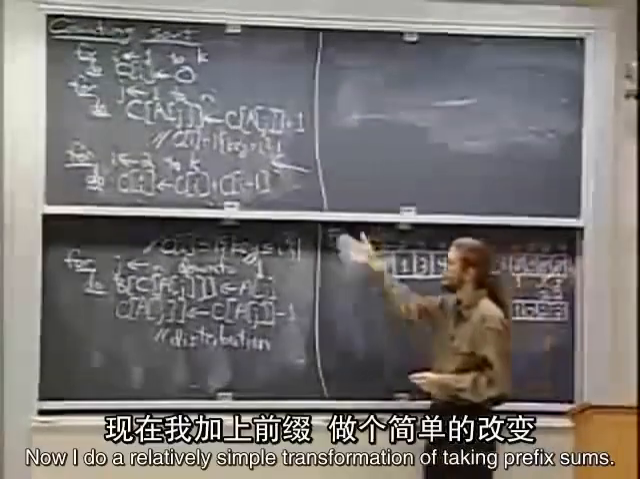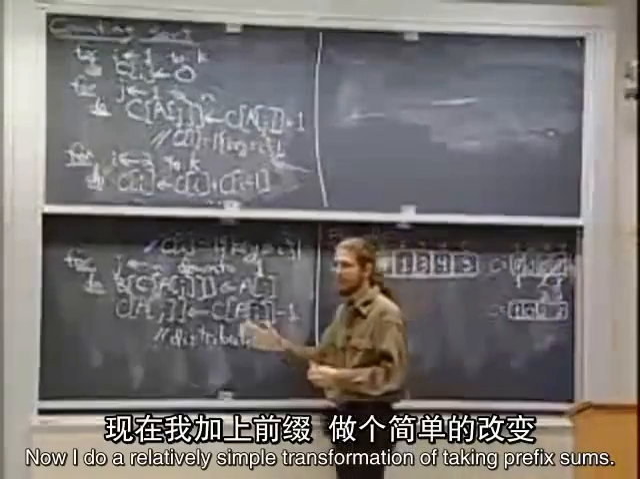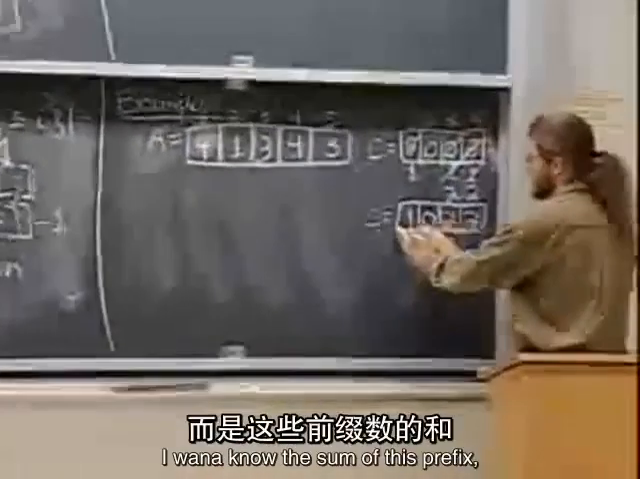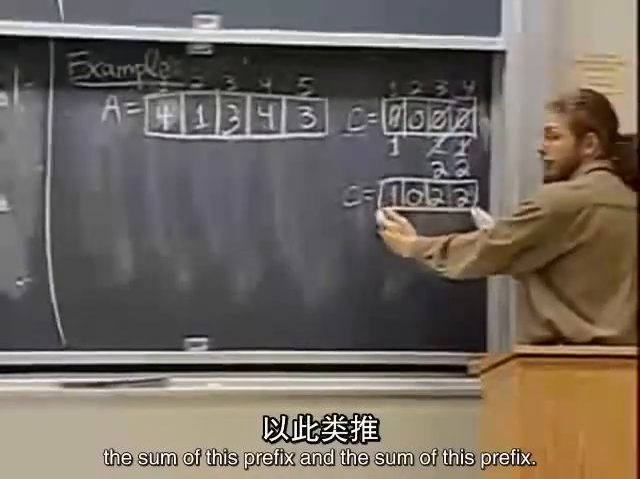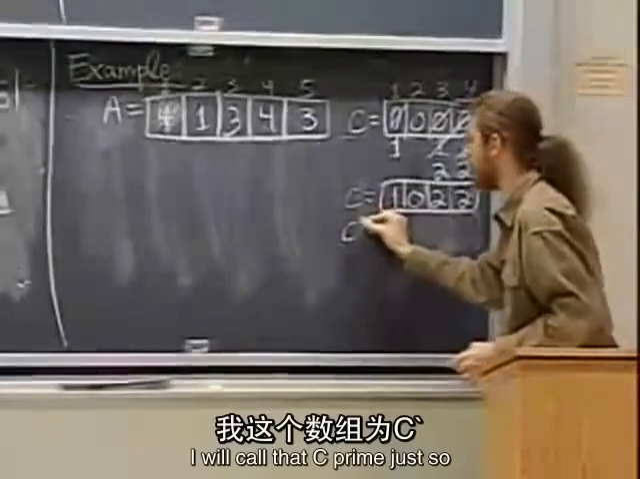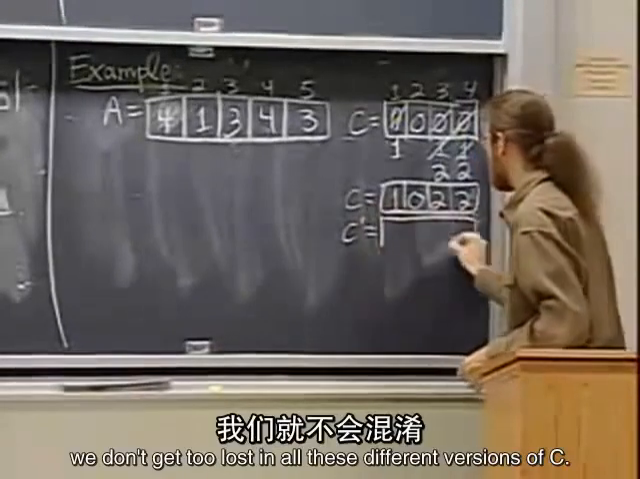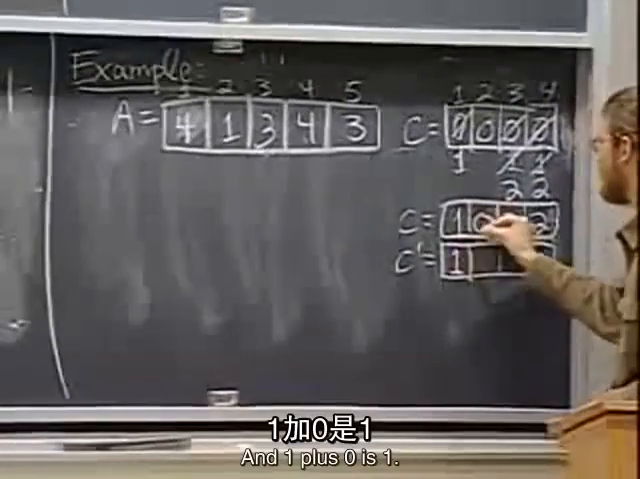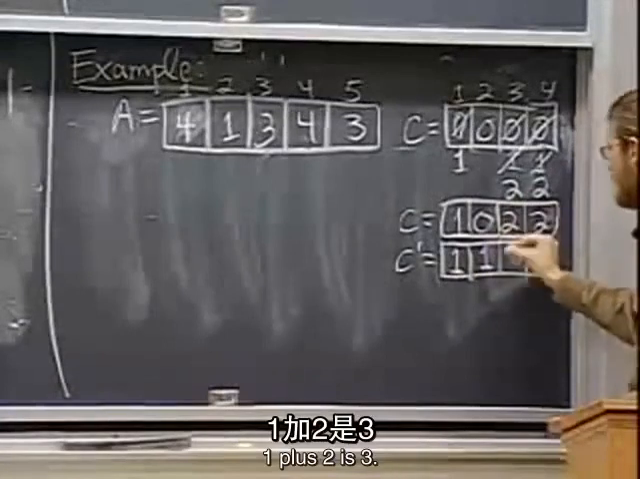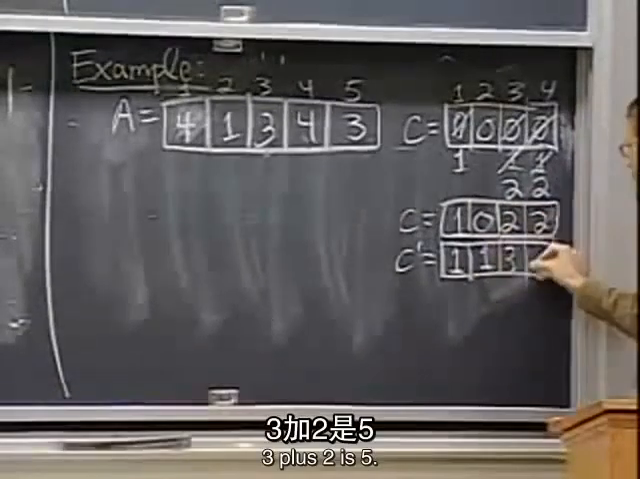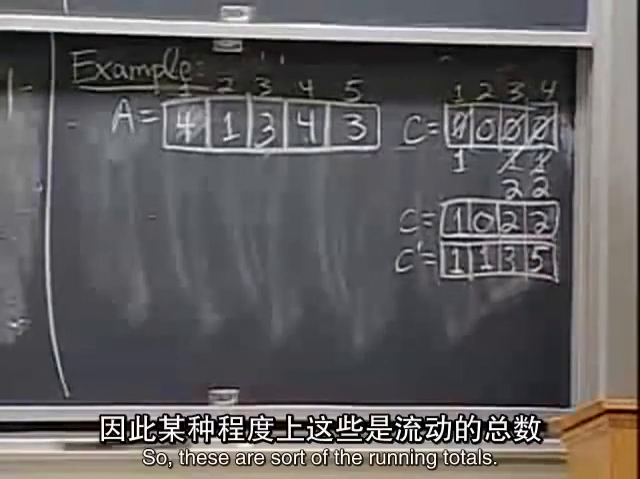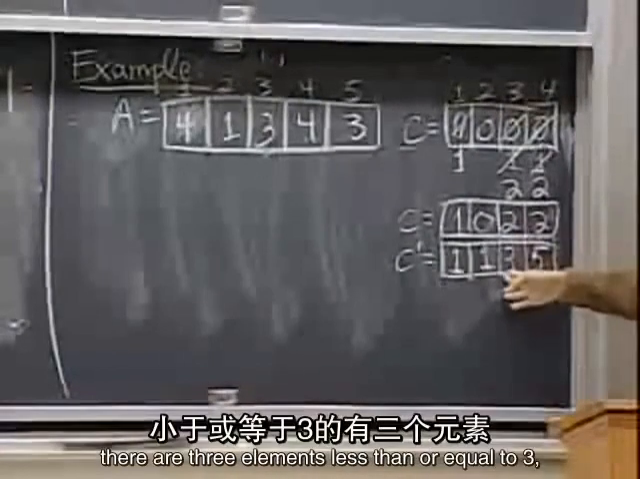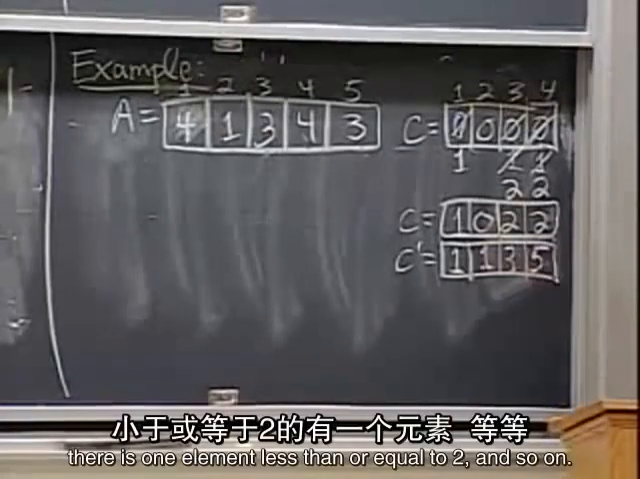Okay, now I do a relatively simple transformation of taking prefix sums. So instead of these individual values, I want to know the sum of this prefix, sum of this prefix, sum of this prefix, and sum of this prefix. I'll call that C prime, just so we don't get too lost in all these different versions of C. So this is just 1. 1 plus 0 is 1. 1 plus 2 is 3. 3 plus 2 is 5. Okay, so these are sort of the running totals. There's 5 elements total. There's 3 elements less than or equal to 3. There's 1 element less than or equal to 2, and so on.